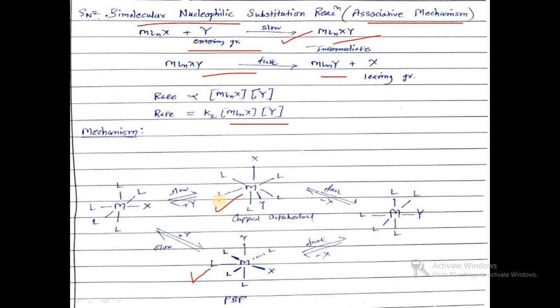So this is about the SN1 and SN2 mechanisms in labile and inert complexes.